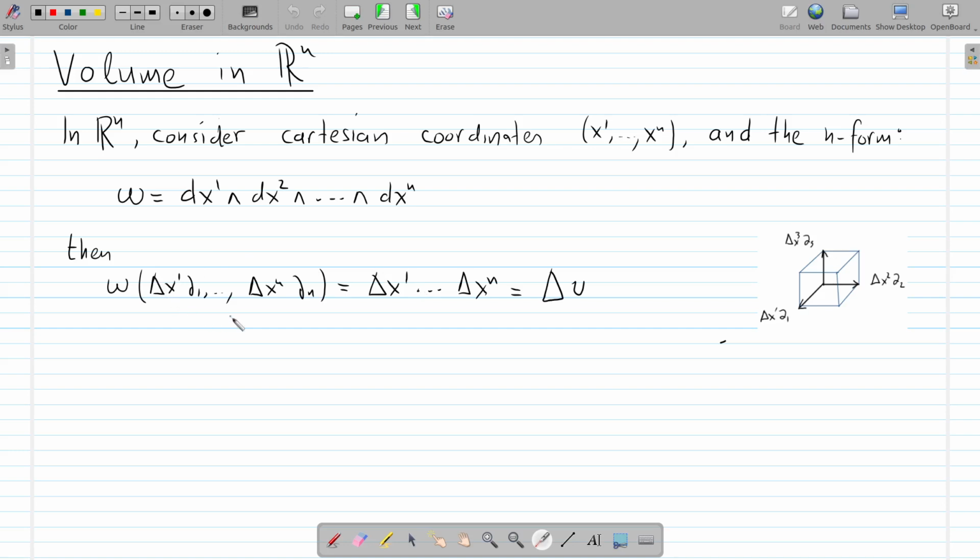And if you substitute here, then the result will just be the product of the lengths of the sides of this cuboid, which is nothing but its volume. So if delta x1 through delta xn are taken to be infinitesimal, this is an infinitesimal cell in Rn whose infinitesimal volume delta v is given by the action of omega on those vectors.